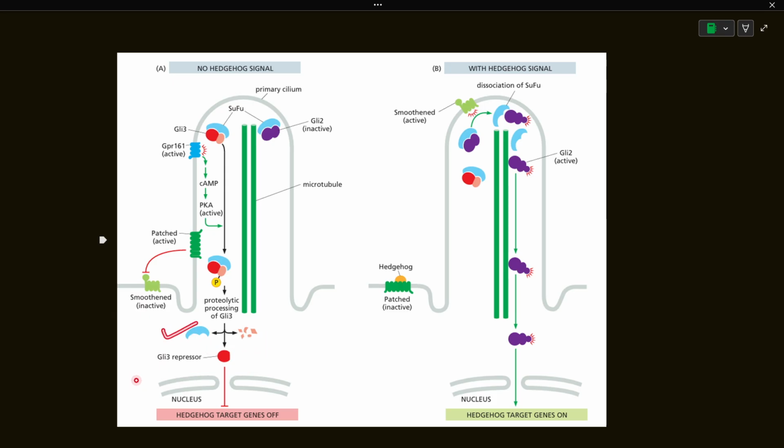So here you can see SUFU is dissociated from the GLI3 protein, and the other part of the GLI3 molecule is being degraded. Previously I said the smaller part, well, the smaller part is being degraded, while the larger part works as a repressor, and this translocates inside the nucleus, and it is going to switch off the hedgehog genes by acting as the repressor molecule.